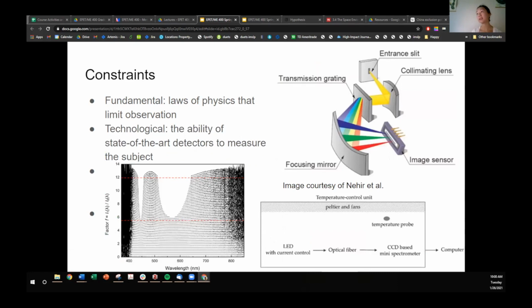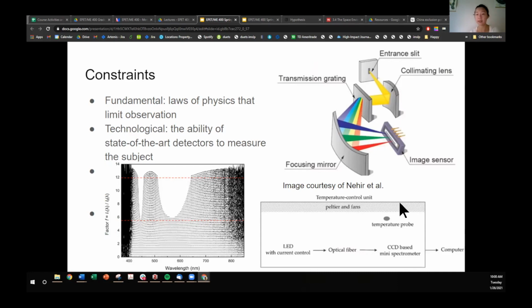Okay, another constraint is technological, which specifies the ability of state-of-the-art detectors to measure the subject. So here, we are looking at the technological limitations of an image sensor. The image sensor must be cooled by a temperature control unit. Given the quality of this technology, the data could come back with more or less noise.